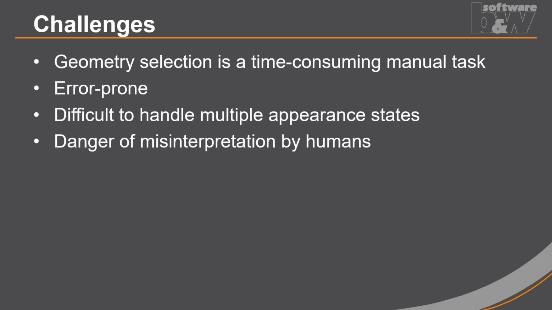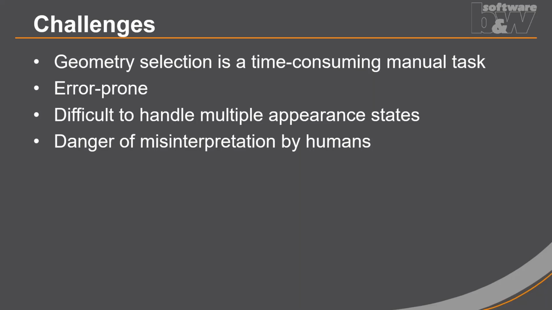So what are the challenges when we plan to use colors for our process? Geometry selection is a time-consuming manual task because the user has to look at the geometry and pick one surface one after another. Also, he might forget such a surface, or we have to be aware that after coloring a model, the geometry is not at the end of its state. So the designer might continue his work on that geometry. So afterwards, he will have to adjust the coloring.